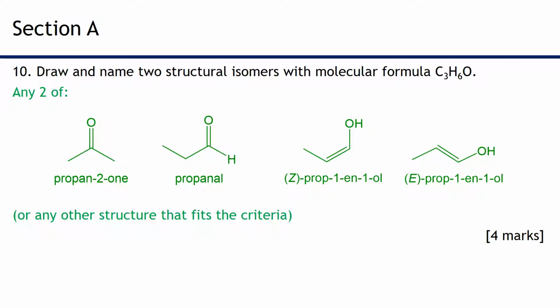So the ones that I thought you were most likely to get here would be propan-2-one, propanal, Z-prop-1-ene-1-ol, or E-prop-1-ene-1-ol. Obviously, propan-2-one and propanal are a bit easier to name than the other 2. So it's likely that you got 2 of these 4, but if you came up with any other structure that fitted this criteria, I would have also given you the marks for that.